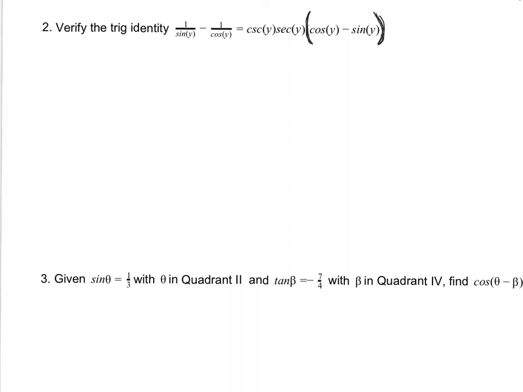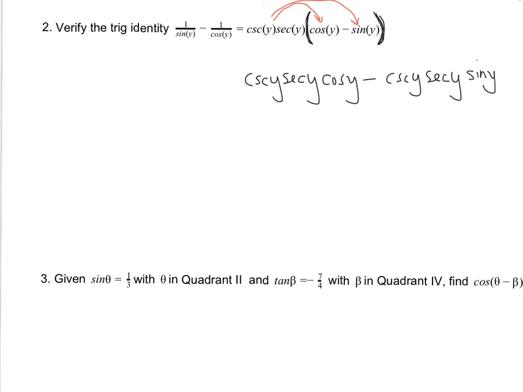Since I have these things in front, I can distribute them to both of these terms. So I can rewrite this as cosecant y secant y times the cosine of y minus, again, the cosecant of y times the secant of y times the sine of y. That's just a simple distribution, and it gets rid of that big set of parentheses and leaves me with something I can work with.